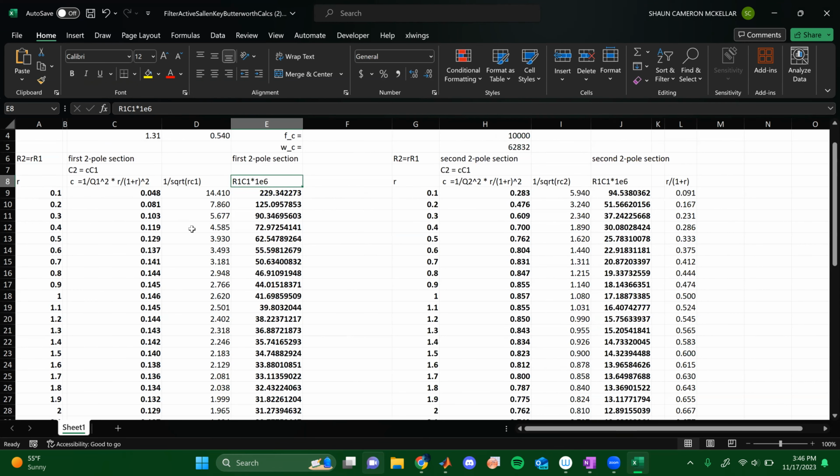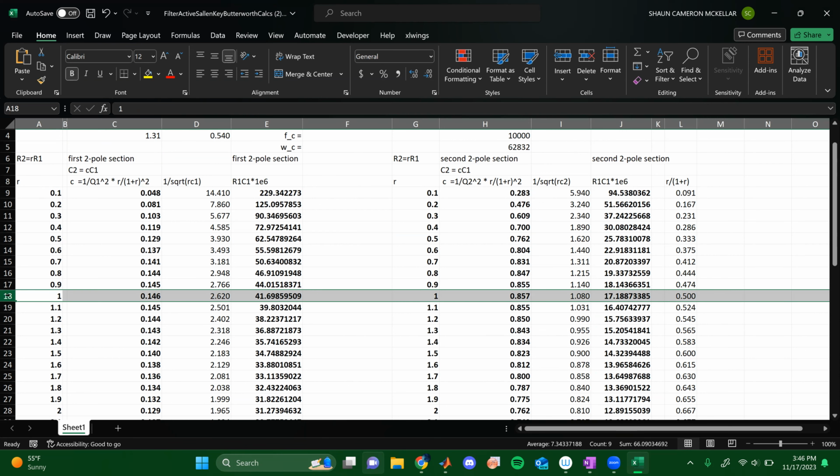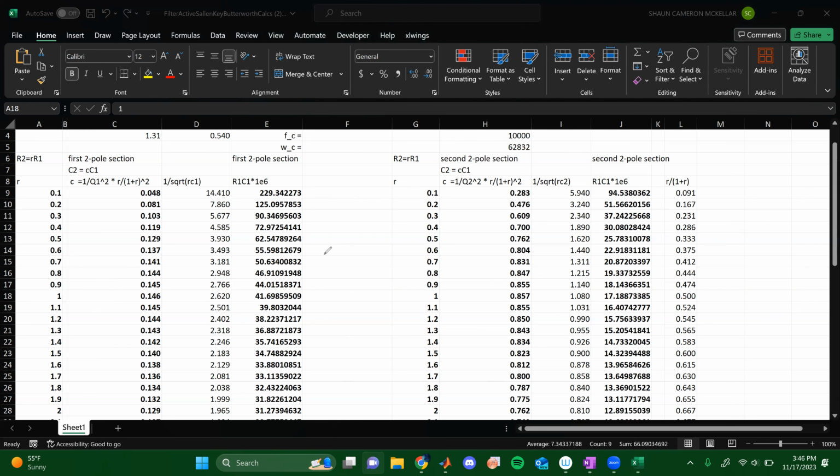Anyway, so we want to use this. Let's choose a resistor ratio. We'll say R is equal to 1. Ah, I see. This is my hang up. So now we have our resistor ratio. We can calculate the capacitor ratio, which is this. So that is to say that C2 is equal to 0.146 C1.